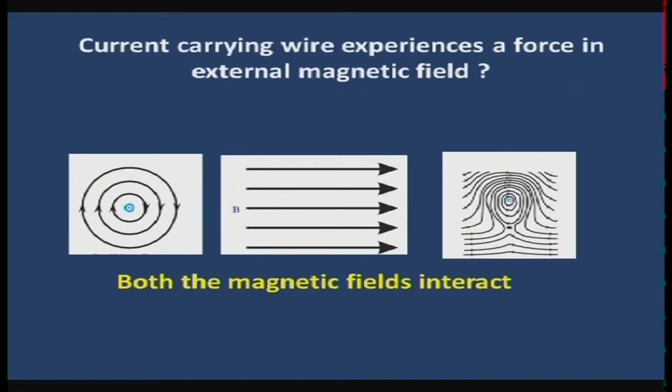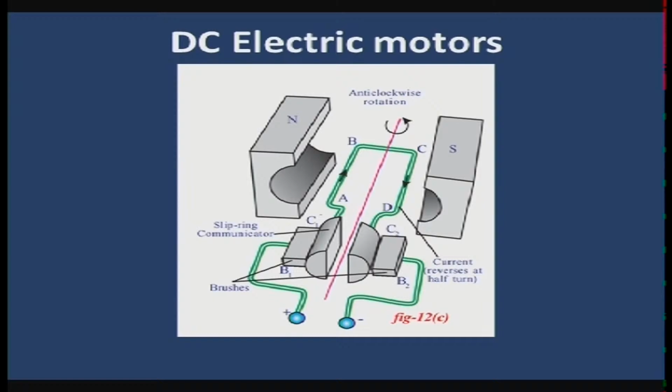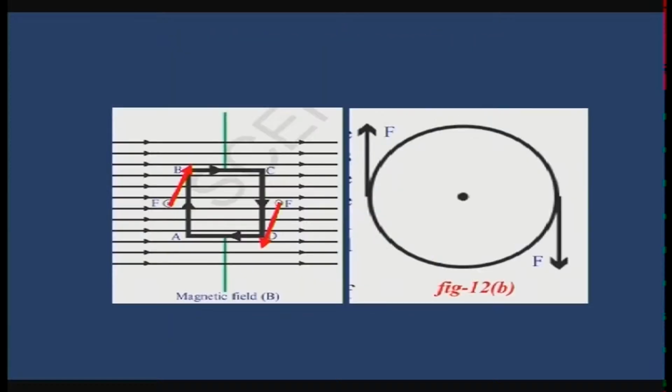A current carrying wire experiences a force in an external magnetic field as the magnetic field produced by the wire and the external magnetic field interact. We have discussed DC electric motors, which will rotate by means of a commutator. As the direction of the current is changed for every half rotation, the armature keeps turning. It continues to rotate as the direction of the current changes every half rotation. We have seen how the torque is generated on a loop of an electric motor.